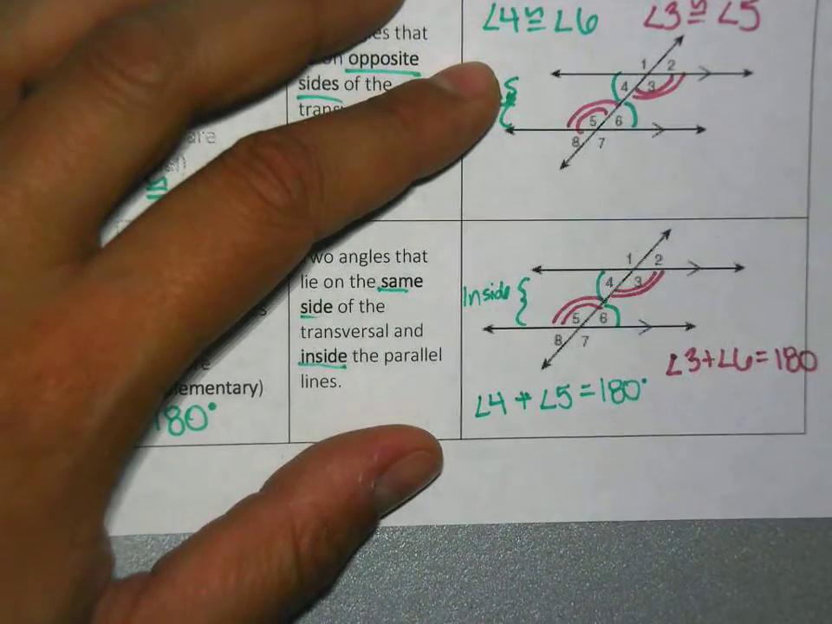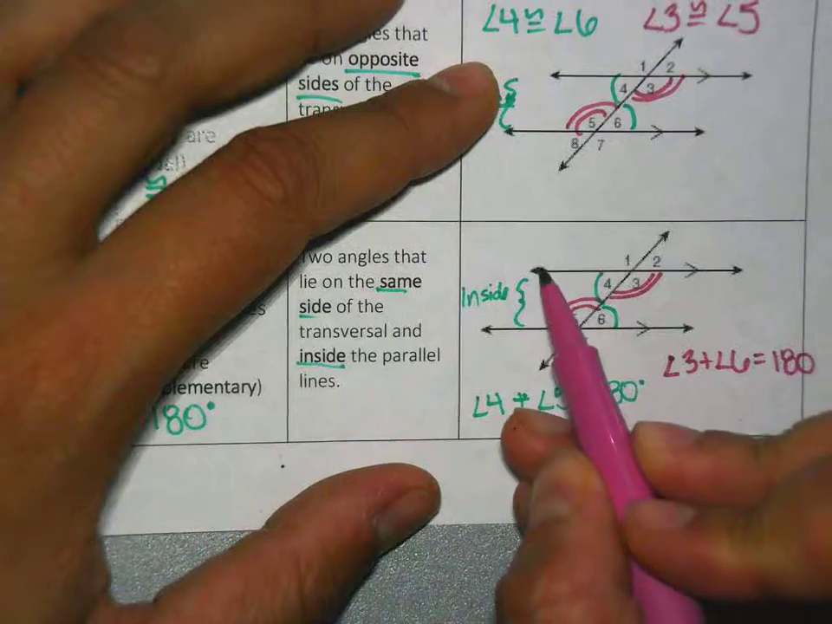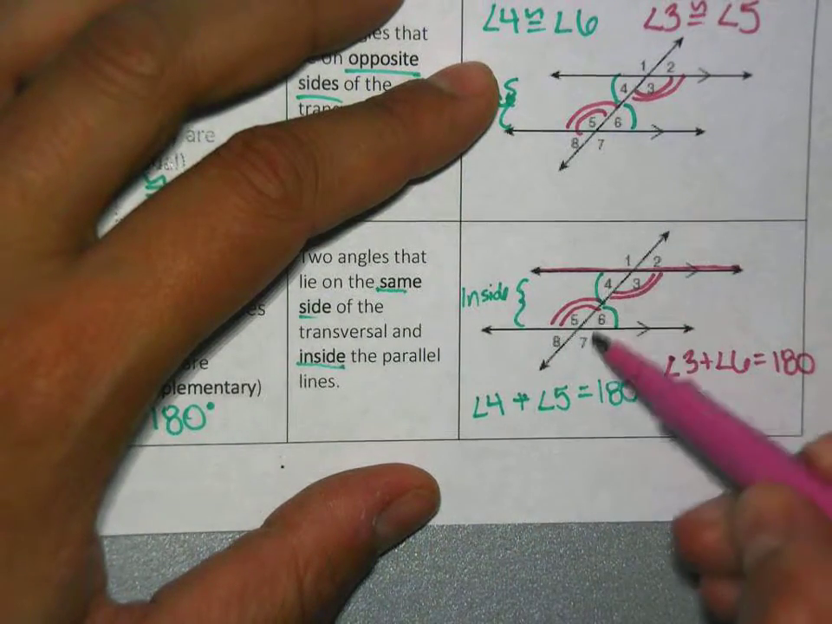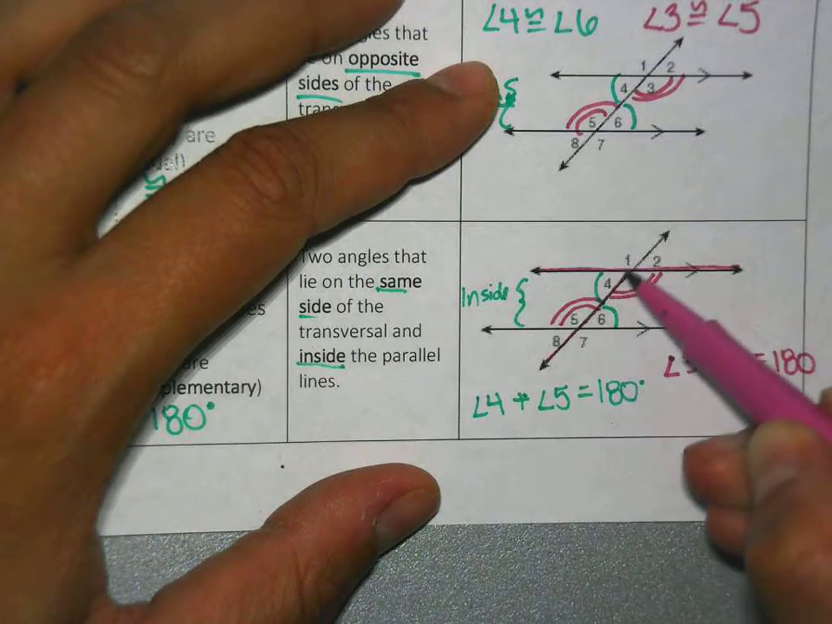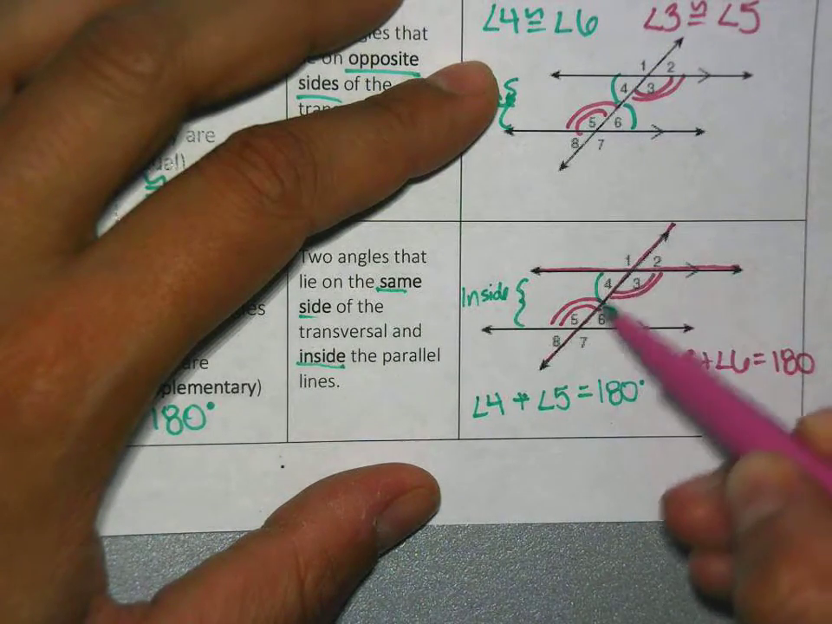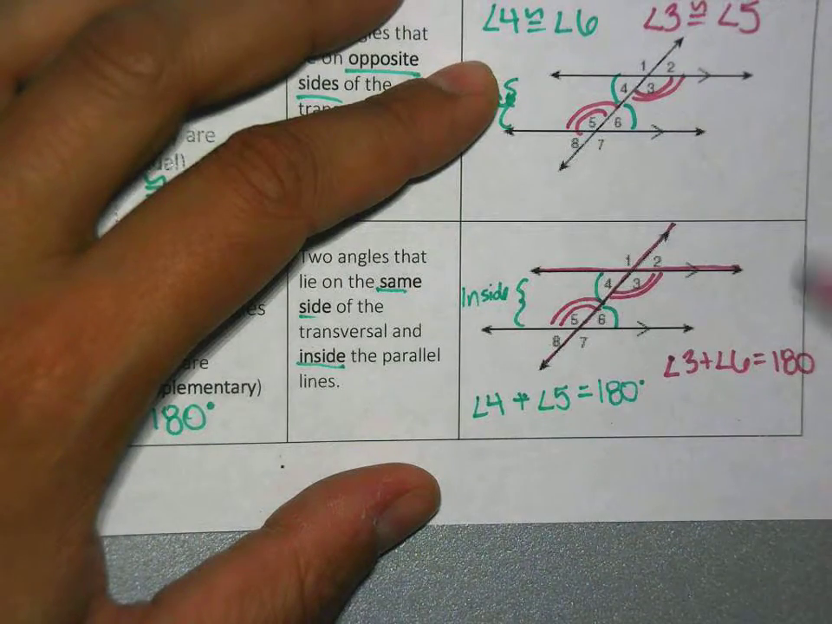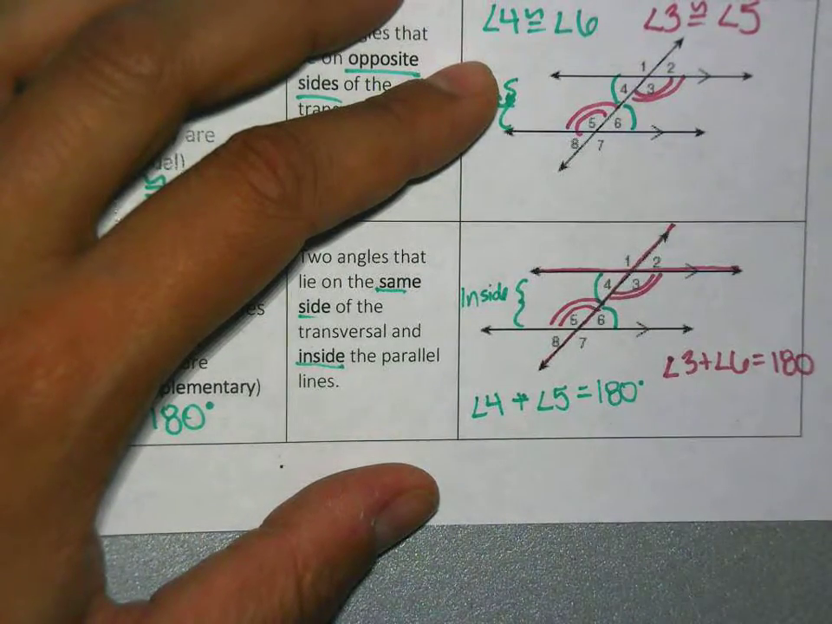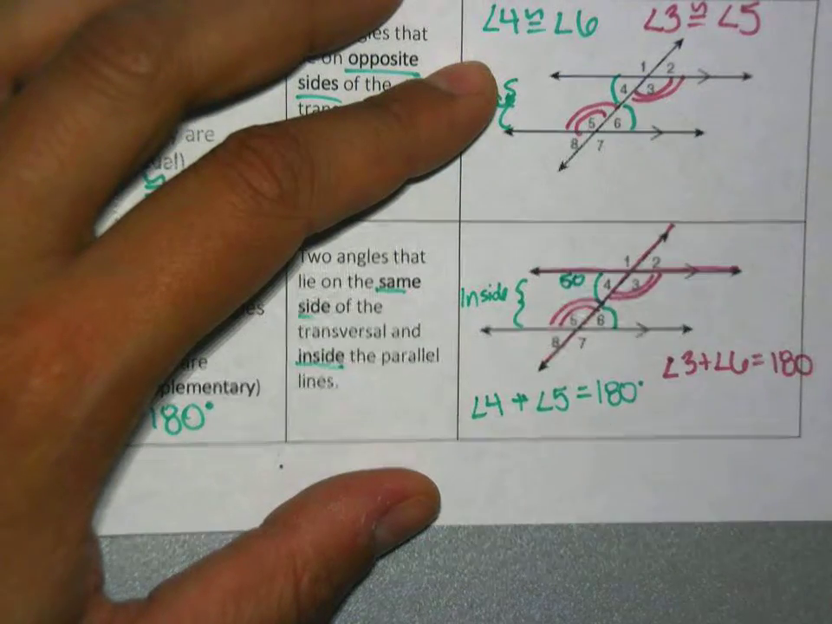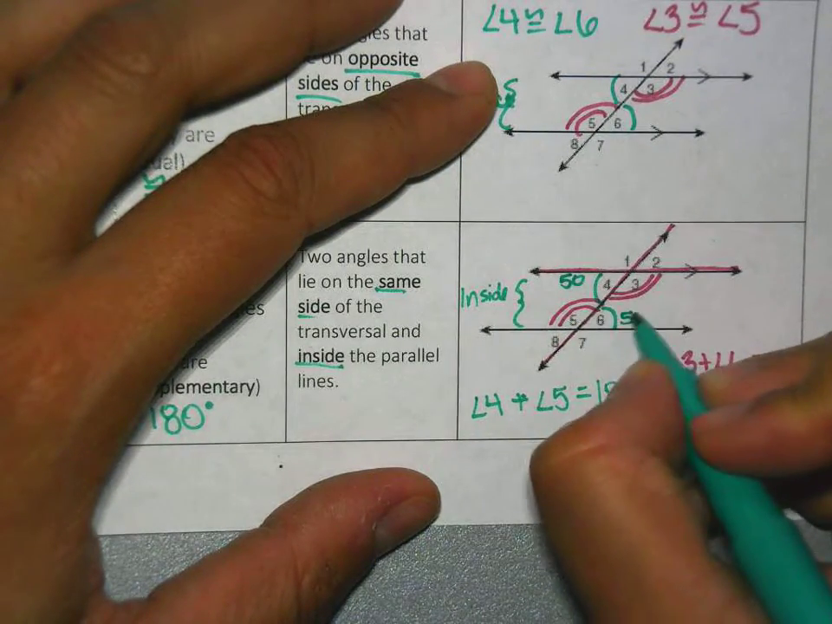So let's see if this is true. We know that this is a straight line. A straight line has 180 degrees on it. We also know that the transversal is a straight line, which means it also has 180 degrees. So let's say we made angle 4 50 degrees. That means angle 6 would also be 50 degrees.